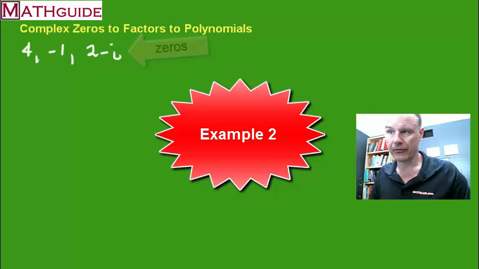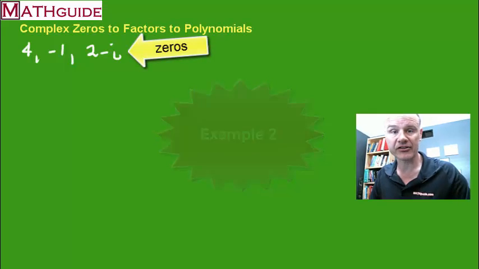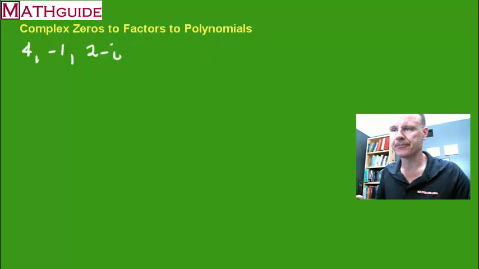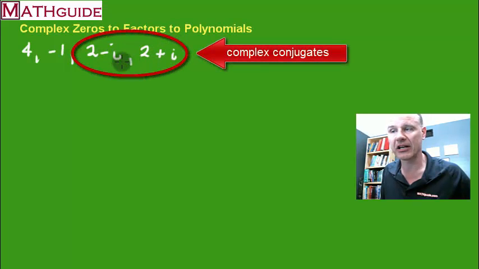So again, I have 3 zeros there, and I want to figure out what the factors are and what the polynomial is that has these zeros. Be careful, there is this sleeper here. Remember complex conjugates. So this would be 2 plus i. These are conjugates. Notice I just take the opposite of the imaginary part. Those are conjugates. They're not opposites, they're conjugates.